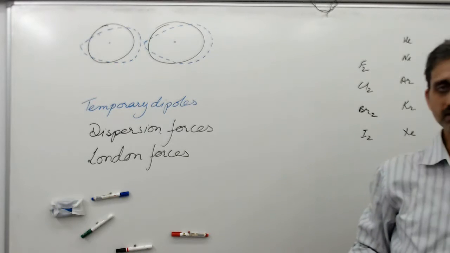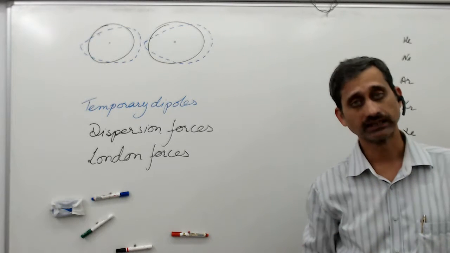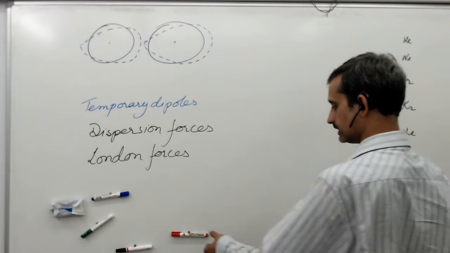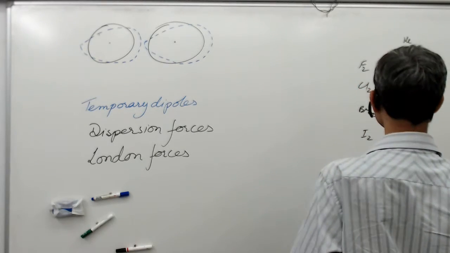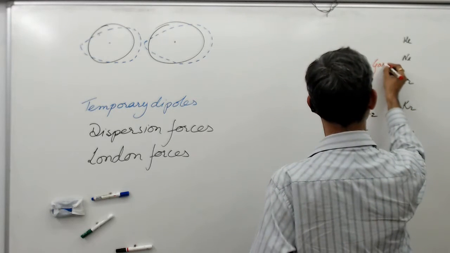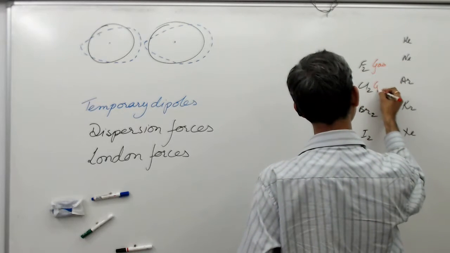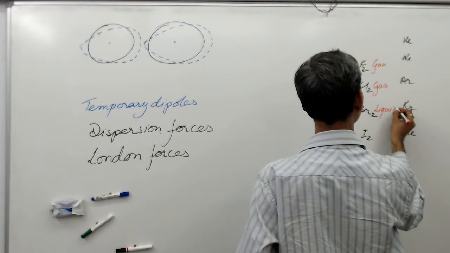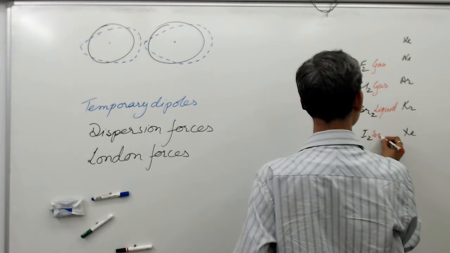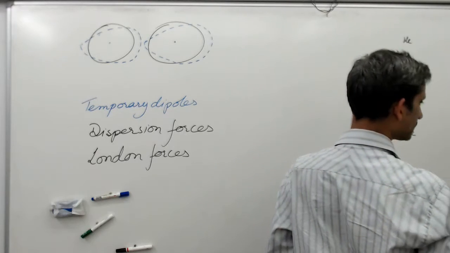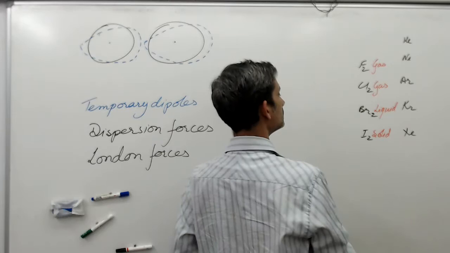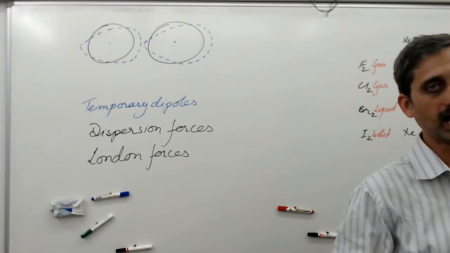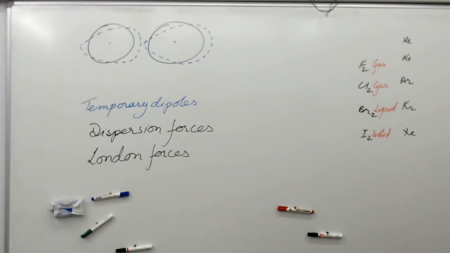If we have two atoms, the surface area increases significantly. So what we observe is fluorine is a proper gas. Chlorine is an easily liquefiable gas. Bromine is a liquid, while iodine is a solid. As you can very well see, as the size increases, the melting and boiling point increases.